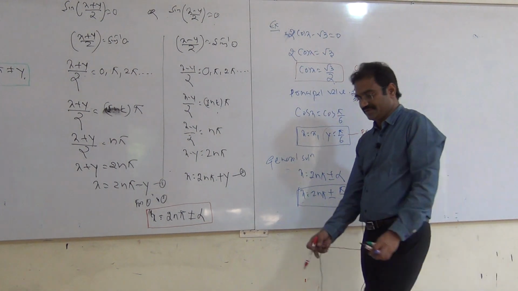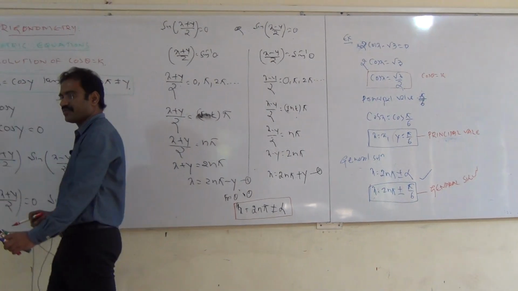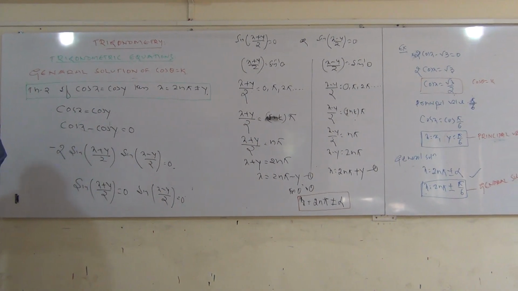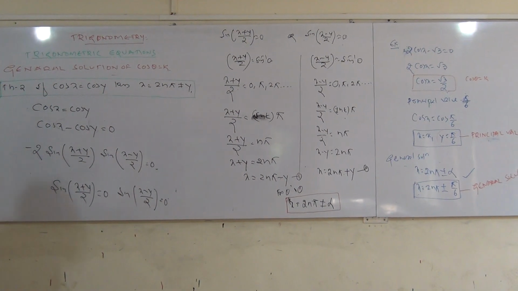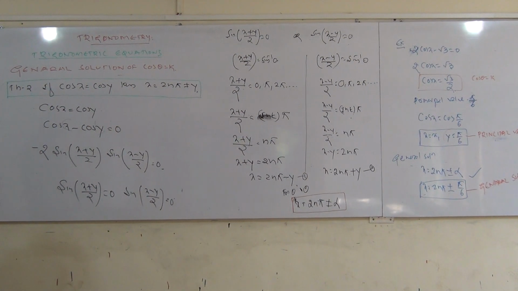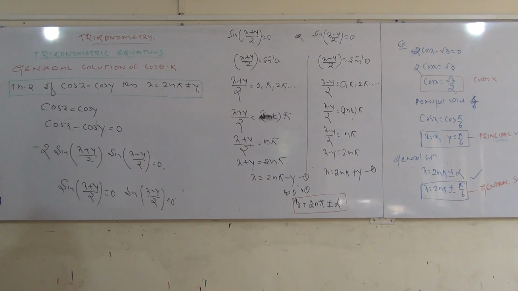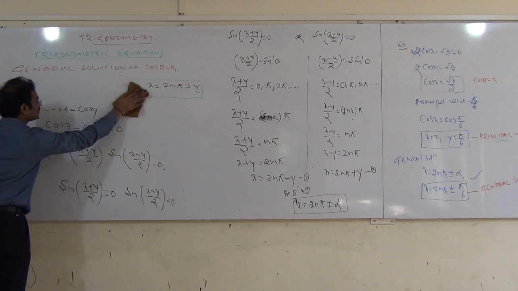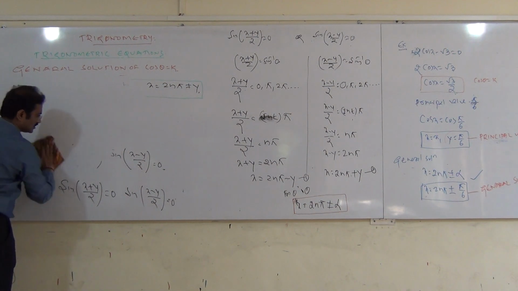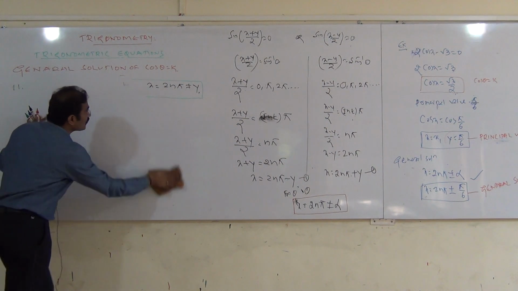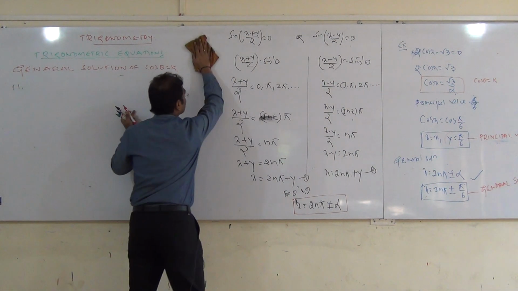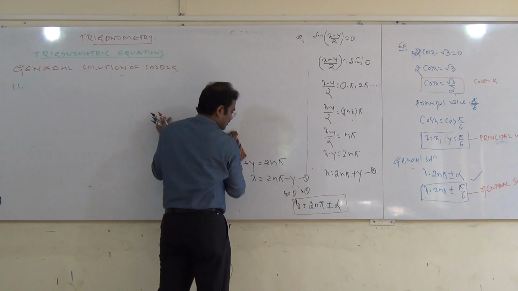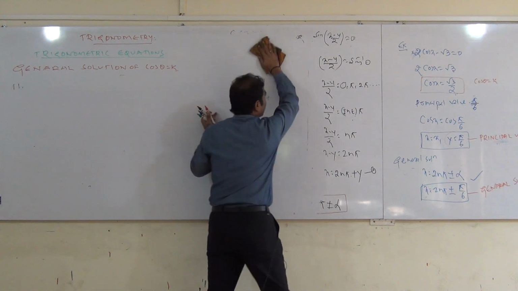Yes, this is the second one. Note down. Okay, the last one, what is that? The general solution of tan theta equal to k. If I write that, then I complete all the three theorems.